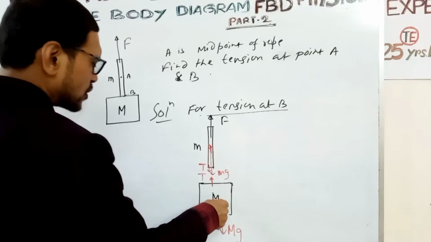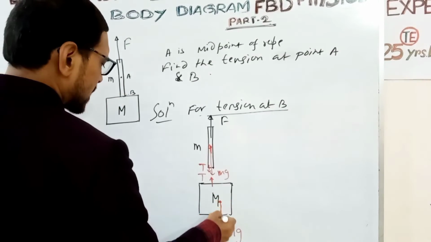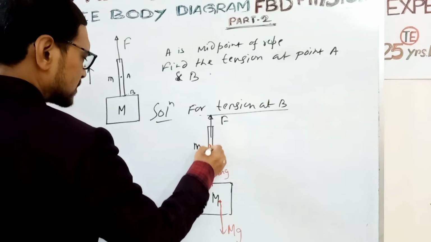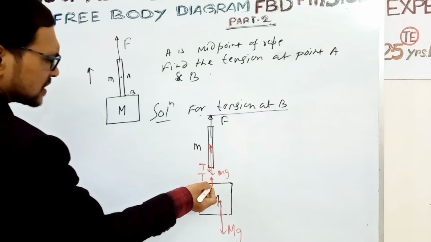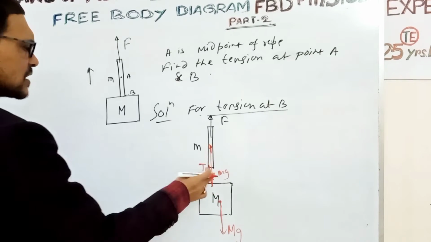The weight of the block acts through the center of mass, through the center of gravity, and the weight of the rope also acts through its center of gravity. Now at the junction point, tension T acts, and in this section T. So this is the free body diagram.